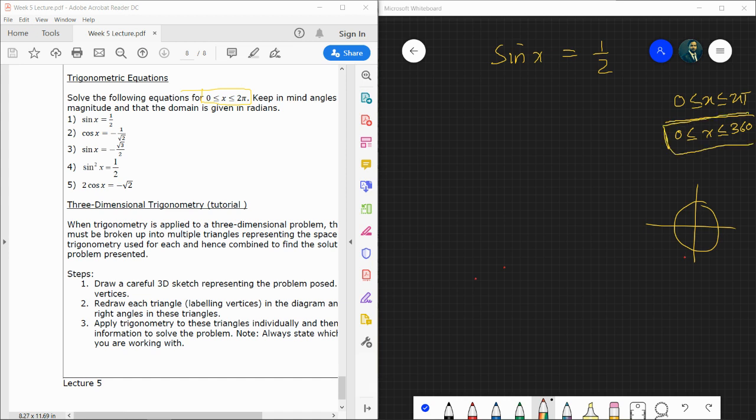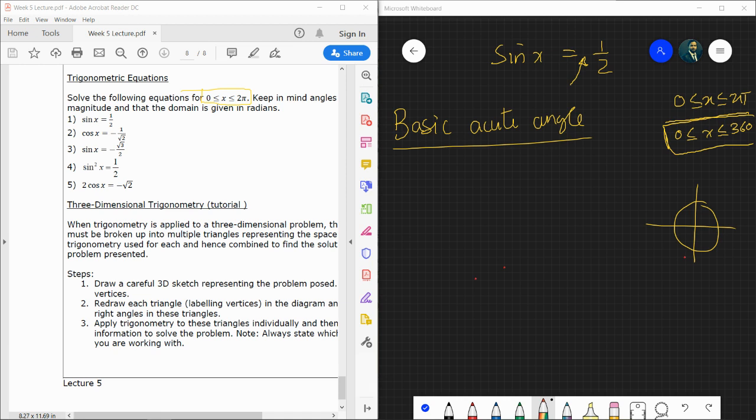And then you need to realize what is the basic acute angle. So don't worry about the signs here. No worries about the sign. Just take the number. It's sine x equals to half. So when is sine x half? You ask yourself that question.